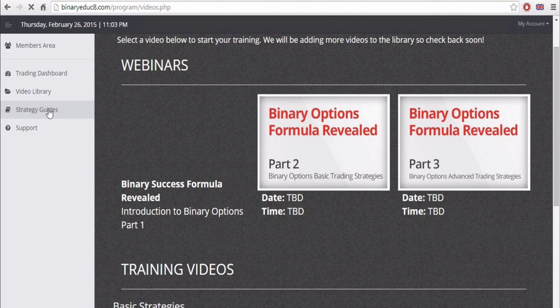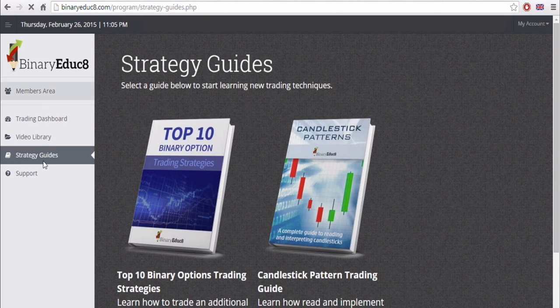As well as that, and some of the bonuses, what we did have are the strategy guides. What you will have are the 2 guides, one which gives you more basic trading strategies, which you can then apply and use to produce more signals to improve your trading, as well as a candlestick guide, which again can be used to the same end. Okay, so you see the strategy guides, there's a support button, and that's how you get in contact with us.